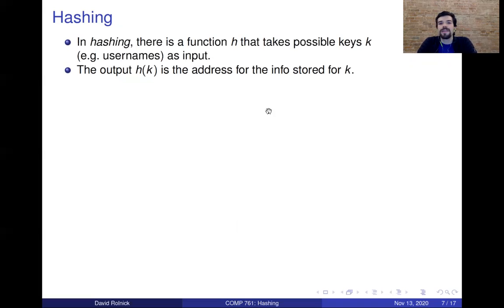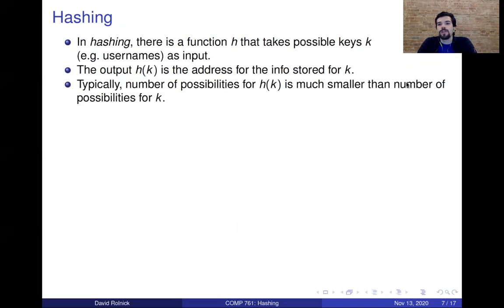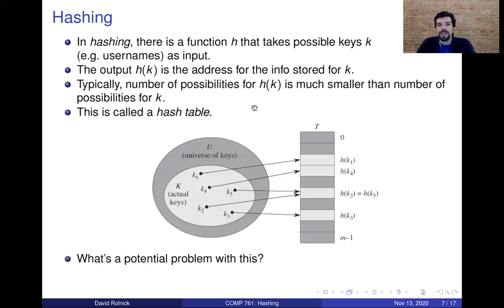So it's basically a way to say, okay, well, there are a lot of possible keys, but typically the number of possibilities for the output of the hash function is much smaller than the number of possible keys. You can think of it as compressing K in some sense, though the object of compression is typically different. But here we're trying to get a smaller number of possibilities for K. This is called a hash table.